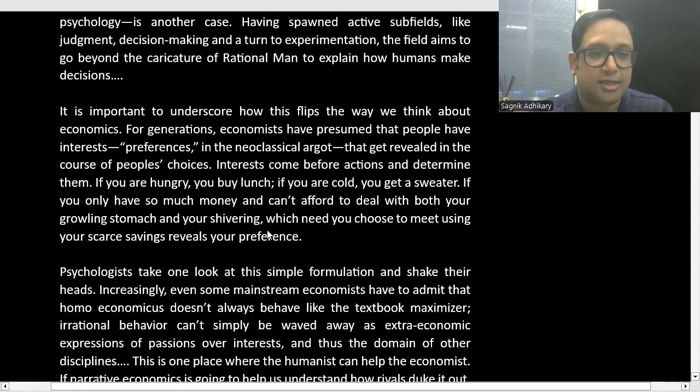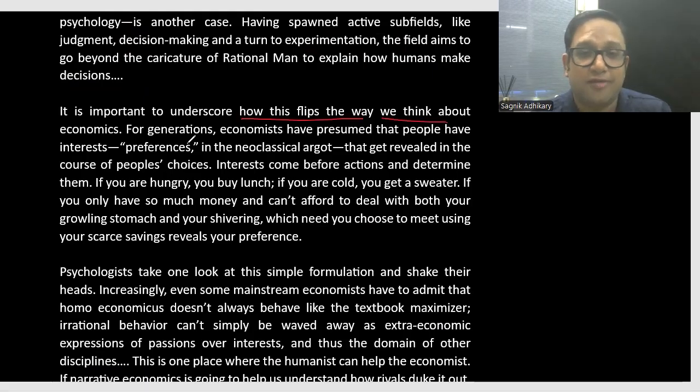Continuing further, in the third paragraph, we see what this change entails. It is important to underscore how this flips the way we think about economics. For generations, economists have presumed that people have interests, preferences in the neoclassical argot, that get revealed in the course of people's choices. Interests come before actions and determine them.